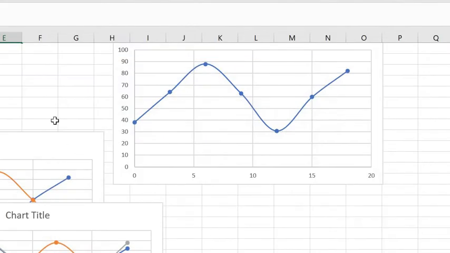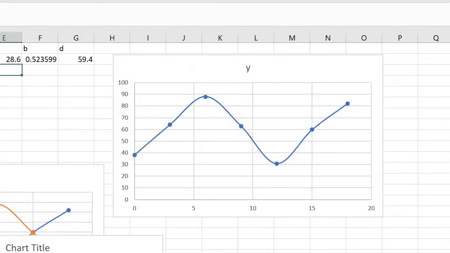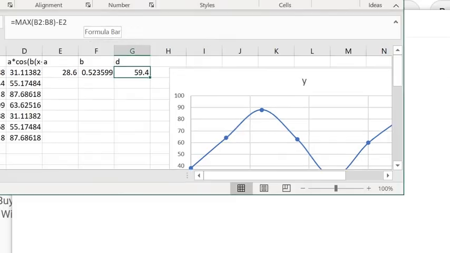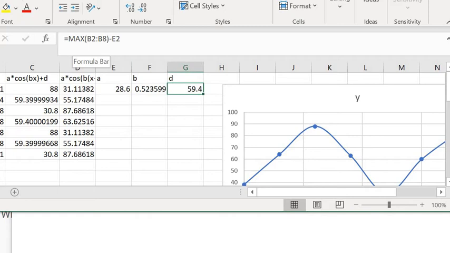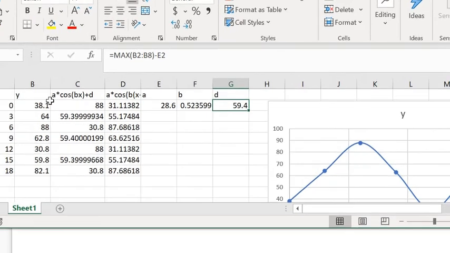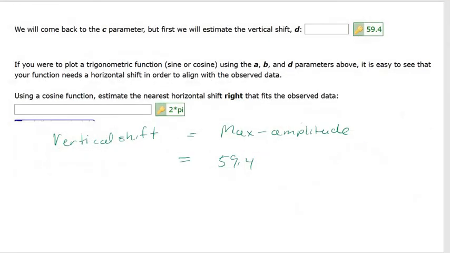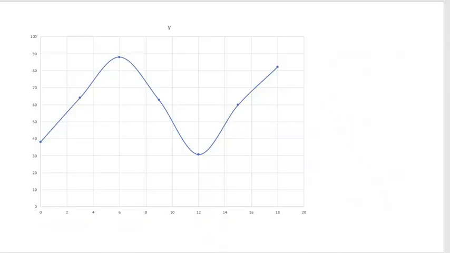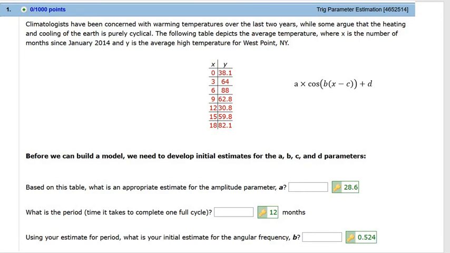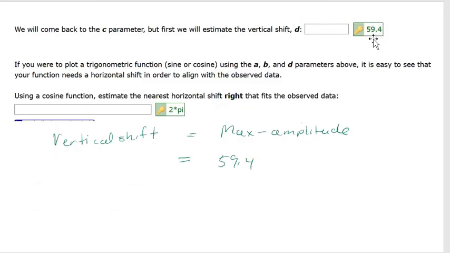All right, so if you go here, if I go to D, I use the same formulas. I take max of B2 to B8, because that's where my data lies, and subtract the amplitude, which is already done. It's in E2, and I get 59.4. If I go back to the solutions on my key, which will be different for you, actually, a little bit further down, you see 59.4. So you can crunch this out pretty easily.